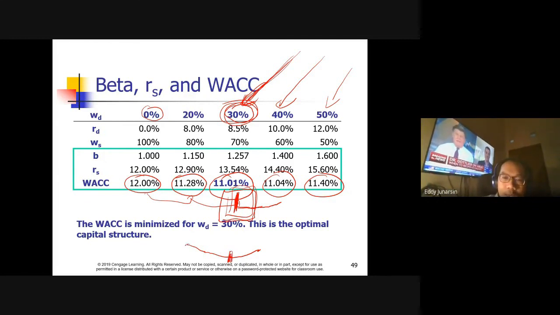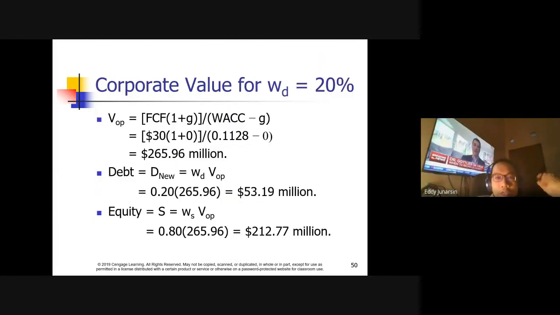When we added debt, the cost of capital declined, right? But after reaching the 30% debt ratio, the cost of capital then increases, so it's not good anymore. So again, the optimal capital structure is the one that minimizes the cost of capital, or the one that maximizes the value of the firm.